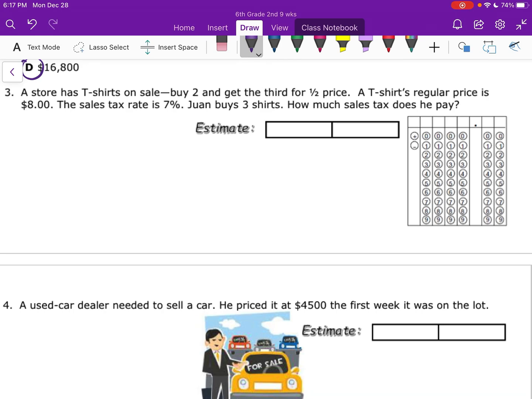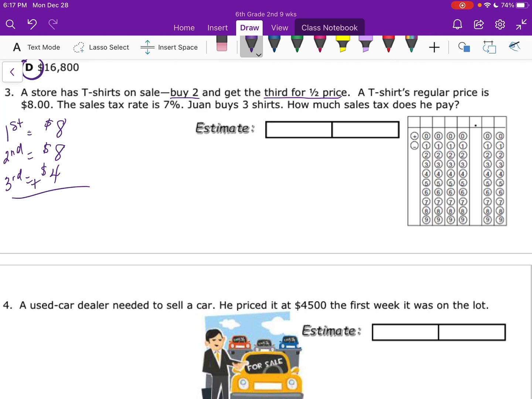Okay, so the first shirt. How much did he spend on the first shirt? Well, it says you buy 2 and you get the third for half price. So the first one you have to pay regular price for, right? So the first shirt is $8. What about the second shirt? The second shirt is also what? $8. Then the third shirt is half price. So what's half of 8? That's right. It's $4. So he goes up to the register. They ring it up. 8, 8, 4.